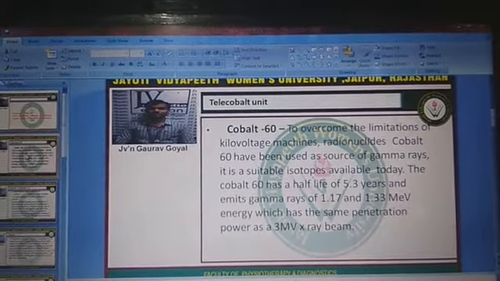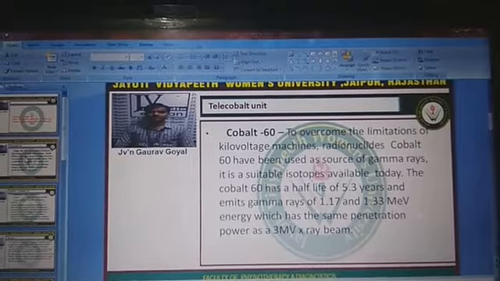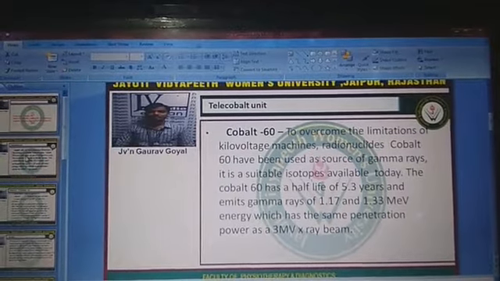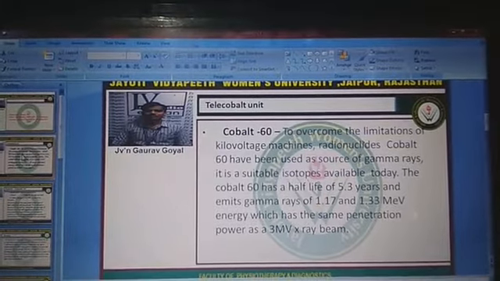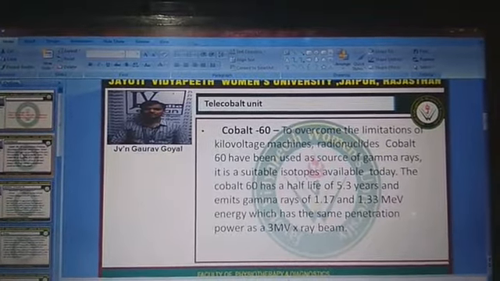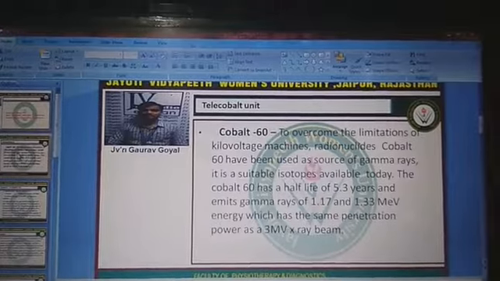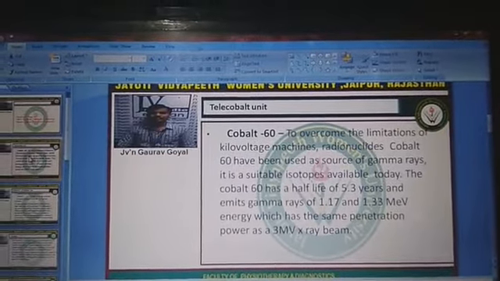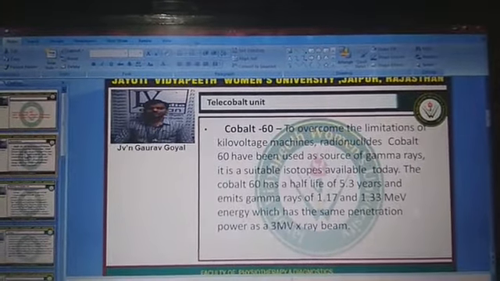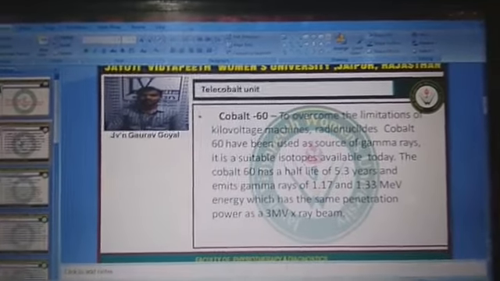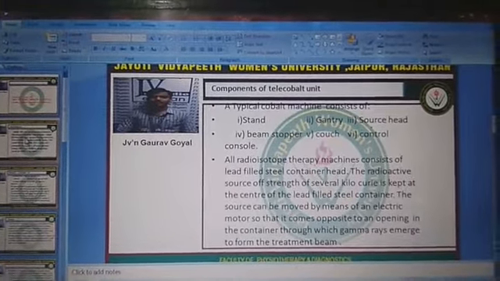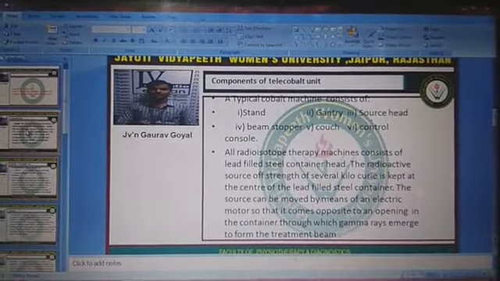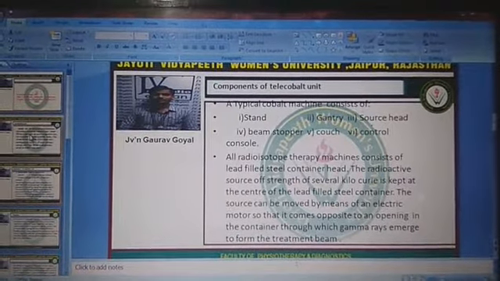So it means to overcome the limitation, the latest high voltage therapy machines are used in radiotherapy, which is based on the Cobalt 60 source. A typical Cobalt machine consists of stand, gantry, source head, beam stopper, couch, control console.